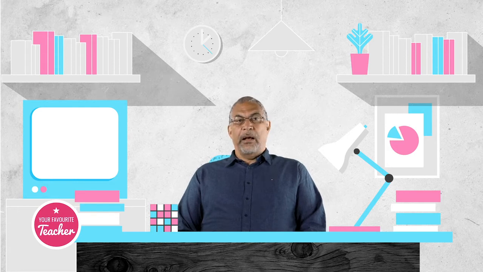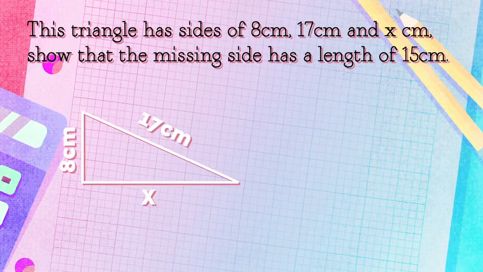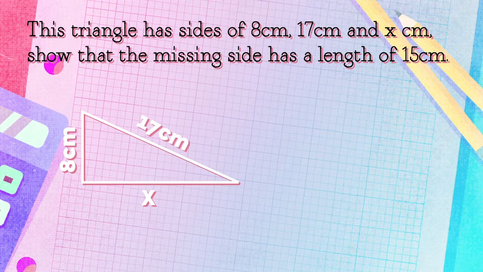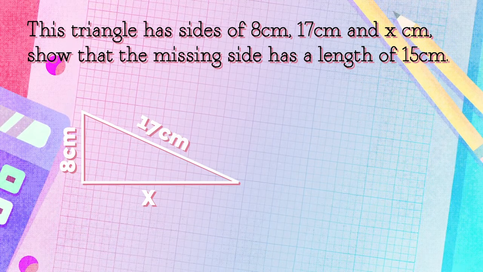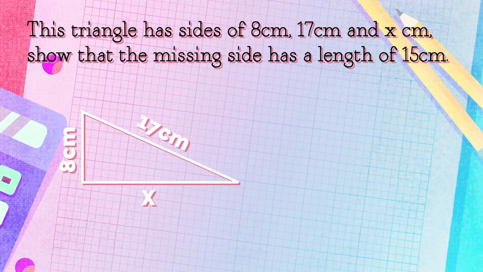If we look at an example, the question says that you need to show that the missing side has a length of 15 centimeters. Whenever a question asks the student to show, it's very important that all your working is clearly displayed for the examiner to mark.